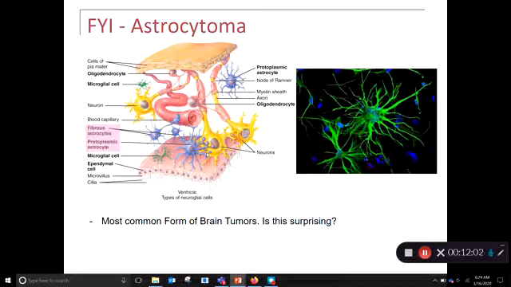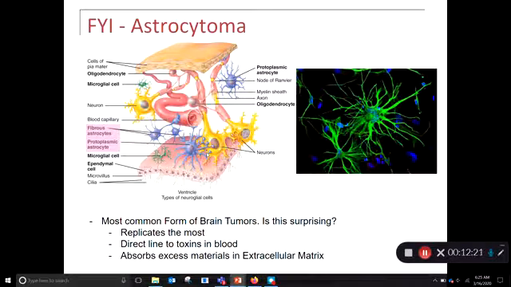Now, FYI, astrocytoma is the most common form of brain tumor. Considering what we just discussed, is that really surprising? I mean, really, it replicates the most. It's the direct line to blood, so if there are toxins in the blood, it'll take care of it. If there's excess waste materials and things like that, it takes care of it. And the extracellular fluid is going to take care of that too. So it has to deal with a lot of stresses. And the more stresses and the more replication you see inside a cell, the more likely it is going to be cancerous or form a tumor.